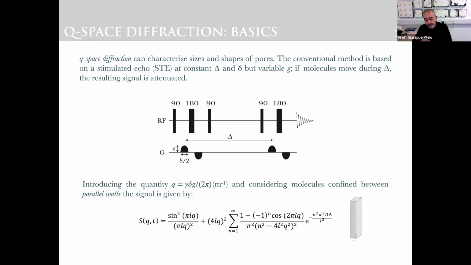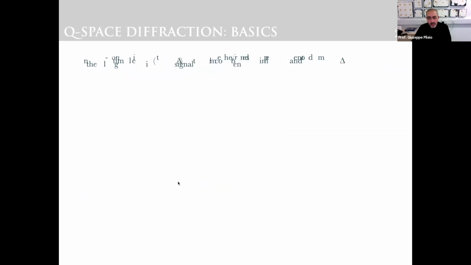I think one of the most notable experiments is you have a rectangular cavity, and you'd like to measure the distance between the two walls. You can do that with this experiment you see here, which is a conventional stimulated echo experiment, a very conventional experiment for diffusion. If you plot the signal against what is called Q, which is essentially a combination of the duration of the gradient, the strength of the gradient, and the gyromagnetic ratio, you see minima.